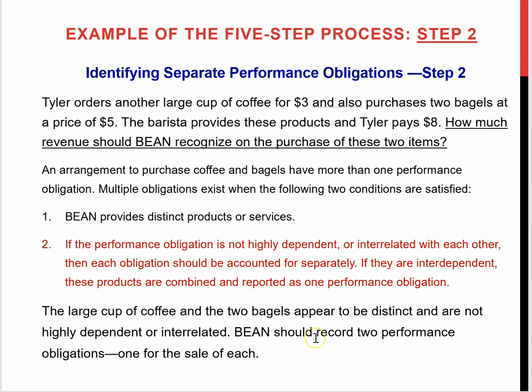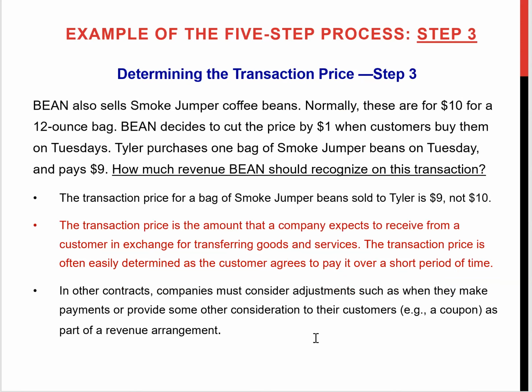So you will see in different or more complicated examples that we need to identify the performance obligations very carefully, and you have to figure out whether those are independent or dependent or interrelated with each other. So now here we can say we have two separate performance obligations. Now let's see step 3.